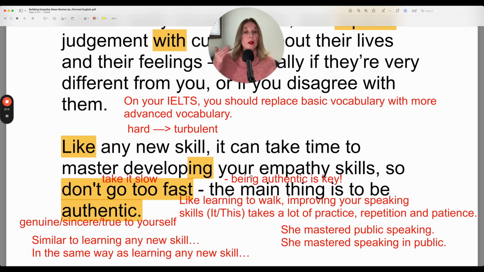And right here, we can practice an expression that we learned before, which is something is key. So instead of saying the main thing is to be authentic, we can replace that and say being authentic is key. So notice here we have be authentic, and then I have my be in the gerund verb because it's talking about it as the action. Being authentic is key. So previously we learned to be key. Being authentic is key. You're not required to use that.